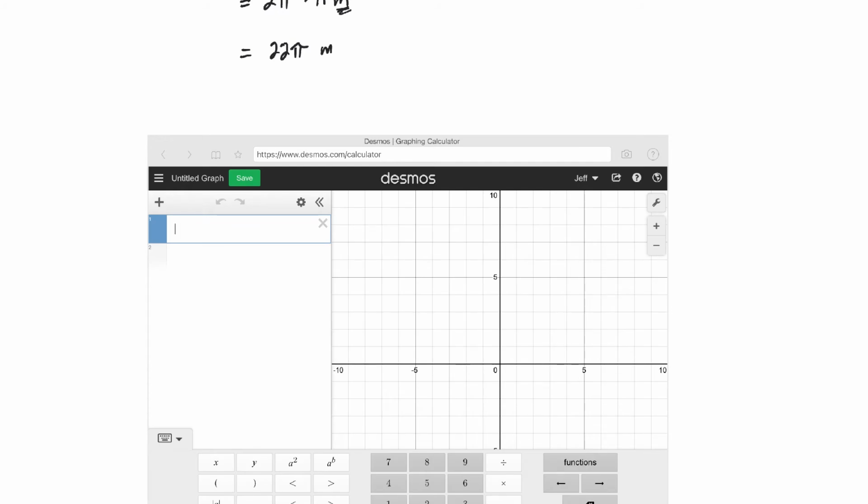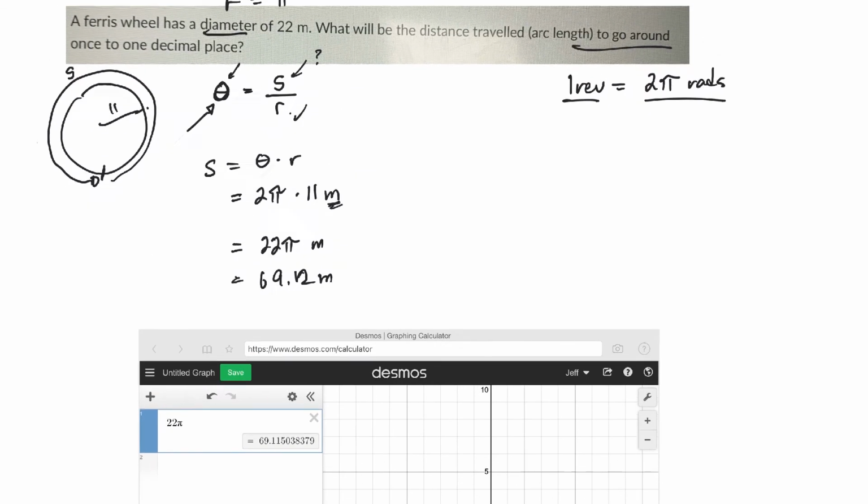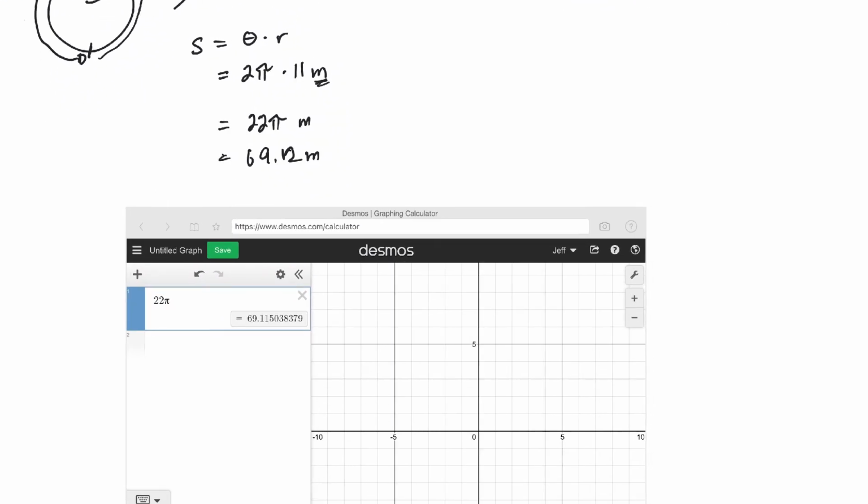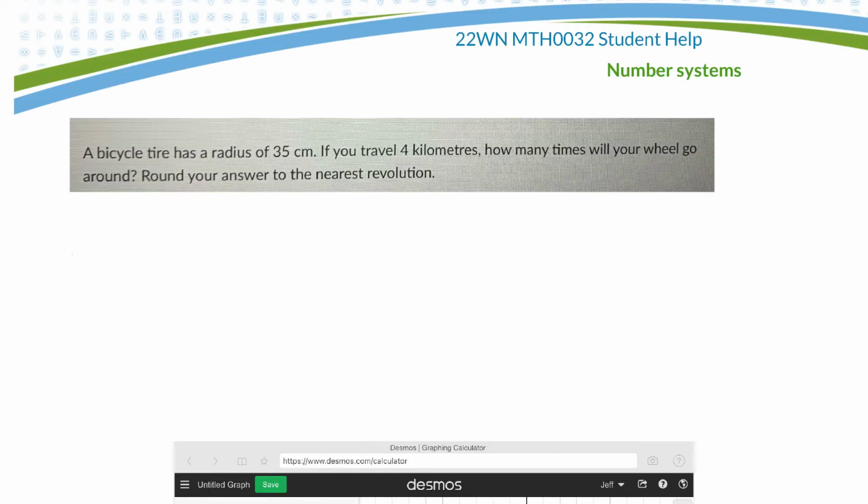So let's go 22 pi. So 69.12, call it, 69.12 meters. And what do they say? Oh, round to one decimal place. So that would be 69.1 meters. Here's another question.